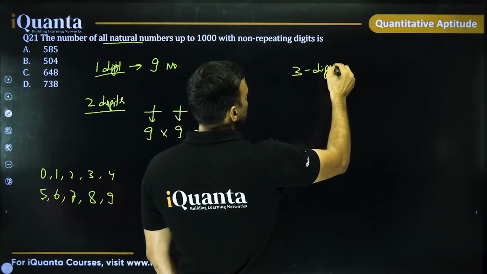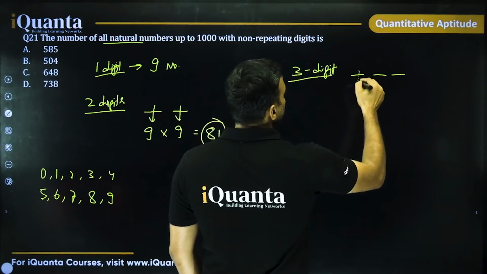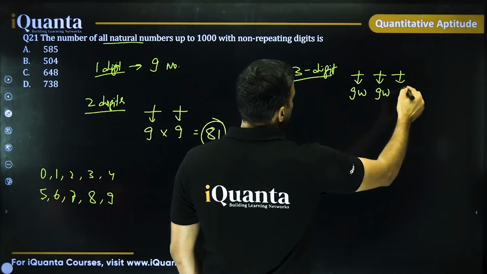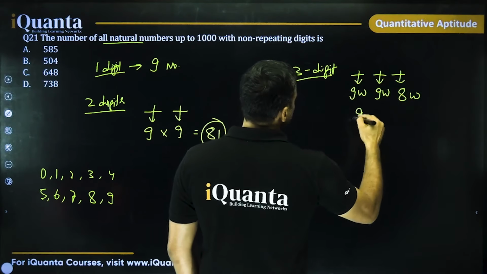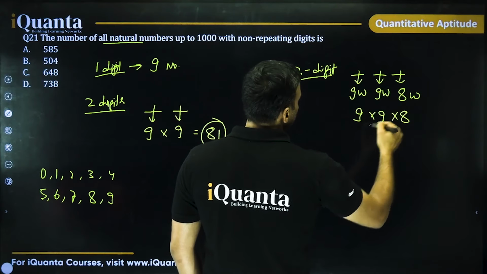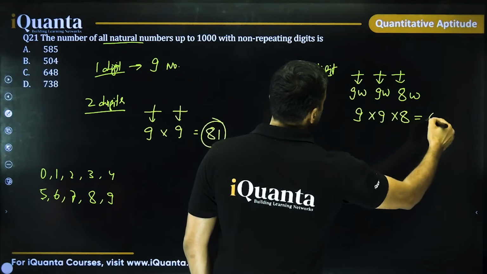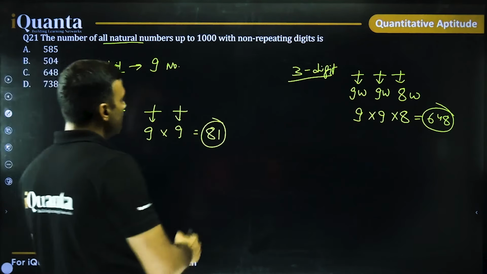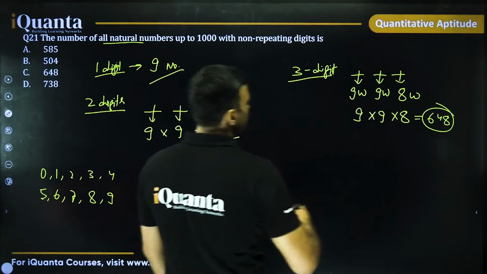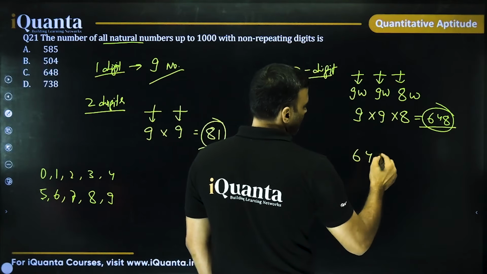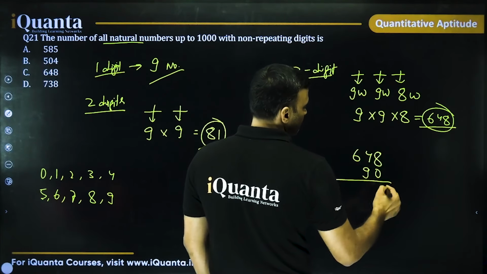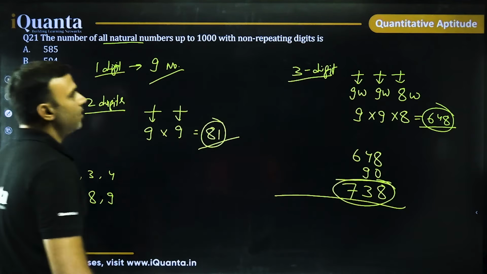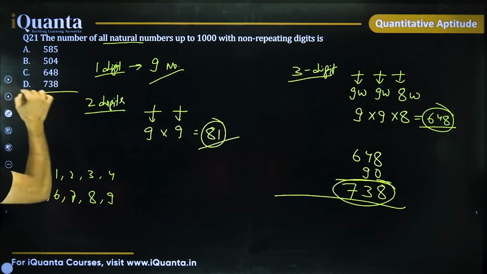Three digit numbers. Now what happens? The first place can be filled in 9 ways, 0 cannot come. The second place can be filled in 9 ways, and the third place can be filled in 8 ways. So we have 9 into 9 into 8. 81 into 8, that is 648 numbers, right? So what should be the total number of numbers? 81 plus 9 is 90, plus 648. So 8 here, 4 and 9, 13, 6 and 1, 7. So there are a total of 738 numbers with non-repeating digits. Option D is the correct answer.